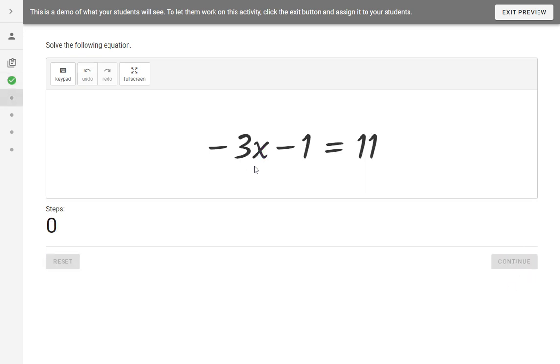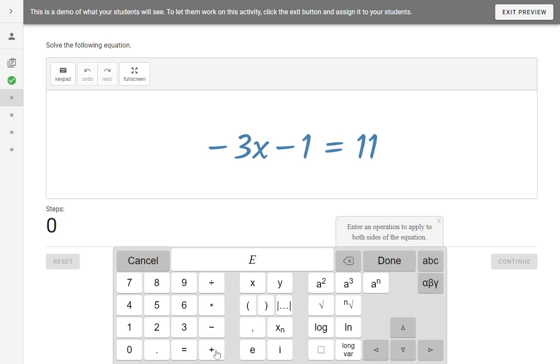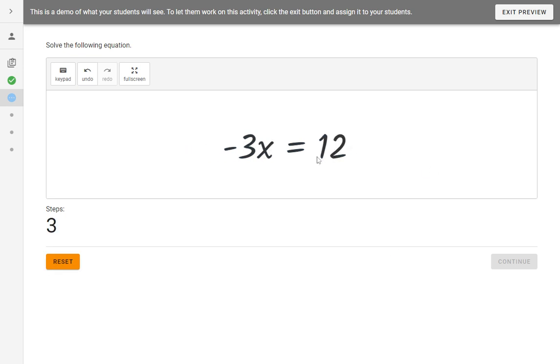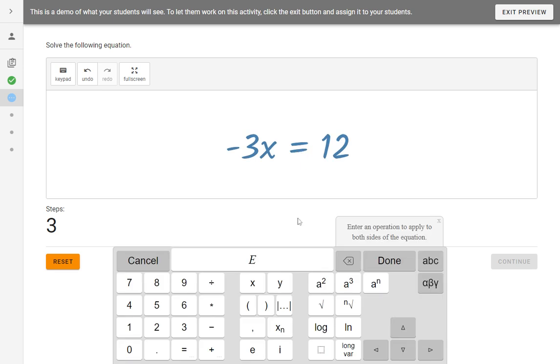In this case, we have to isolate for x. So first we have to deal with a minus 1. That means we have to do the inverse operation and add 1 to both sides. Push done. Click on the plus to actually add, and that eliminates that number so that we just have negative 3x equals 12. We have to divide both sides by negative 3 this time, so I push divide. This time I'm going to use my keyboard and push slash negative 3.